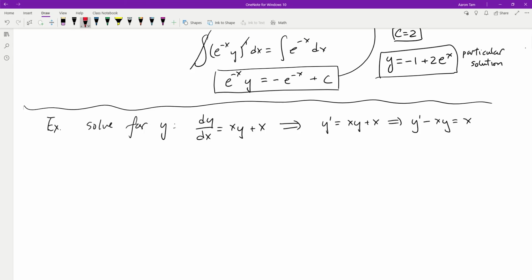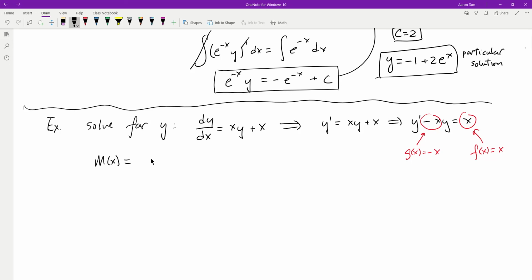So now I'm going to identify what my g and f is. Here's my g. g of x is equal to negative x. Here's my f. f of x equals x. But as I say, in this case, using this method, it really doesn't matter what f is. Now that I have my g, I'm going to find my exponential multiplier.